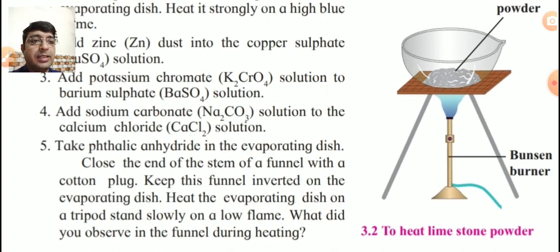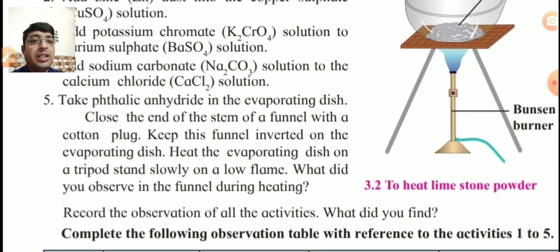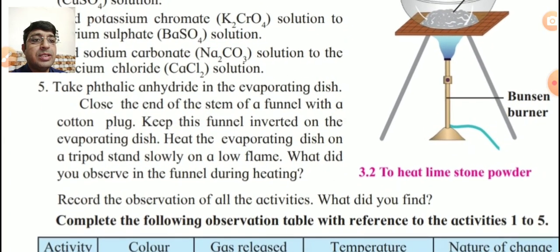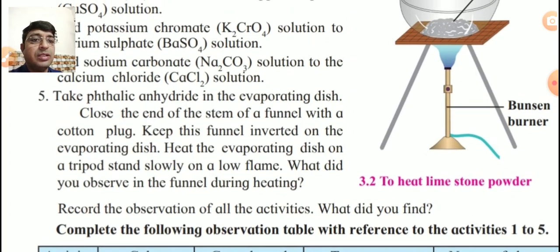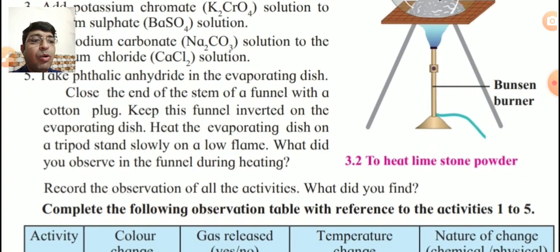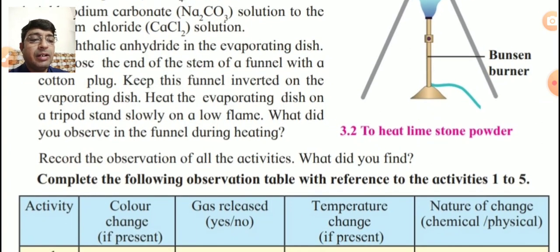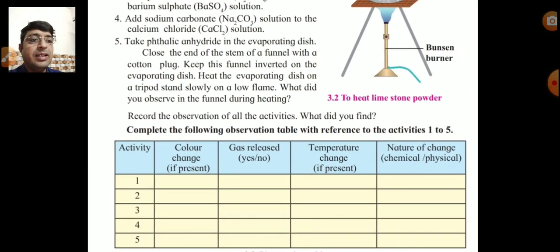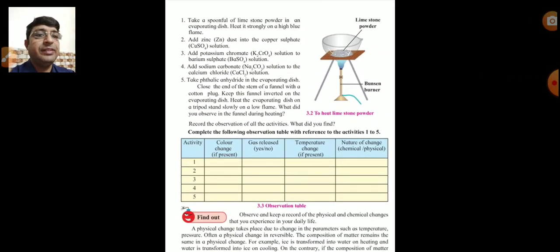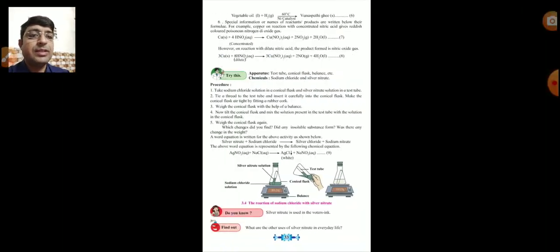Take phthalic anhydride in the evaporating dish. Now close the end of the stem of a funnel with a cotton plug. Keep this funnel inverted on the evaporating dish. Heat the evaporating dish on a tripod stand slowly on a low flame. What did you observe in the funnel during heating? Record the observations of all these activities and what did you find? Now we note our observations in this table. So how do the reactions occur in activities 1, 2, 3, 4 and 5? Now see that.